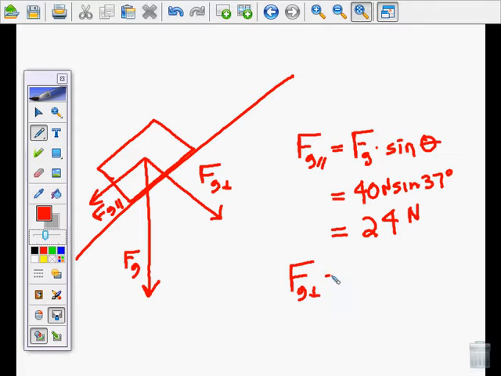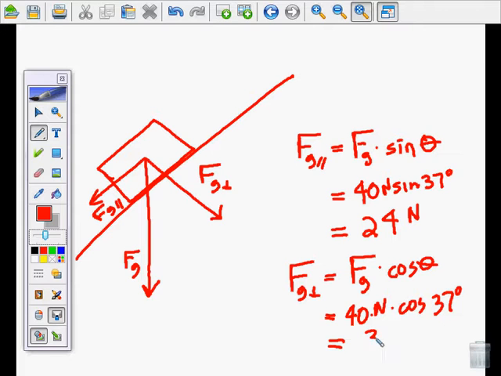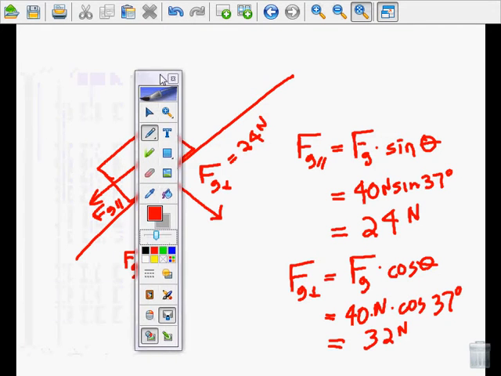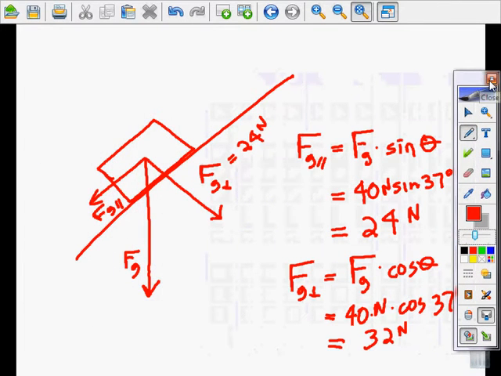Fg perpendicular is equal to the whole weight force, Fg, times cosine of theta. So that's going to equal 40 newtons times cosine of 37 degrees. So what does that turn out to be? 32 newtons. So Fg perpendicular right here is 24 newtons, and Fg parallel over here is 32 newtons.